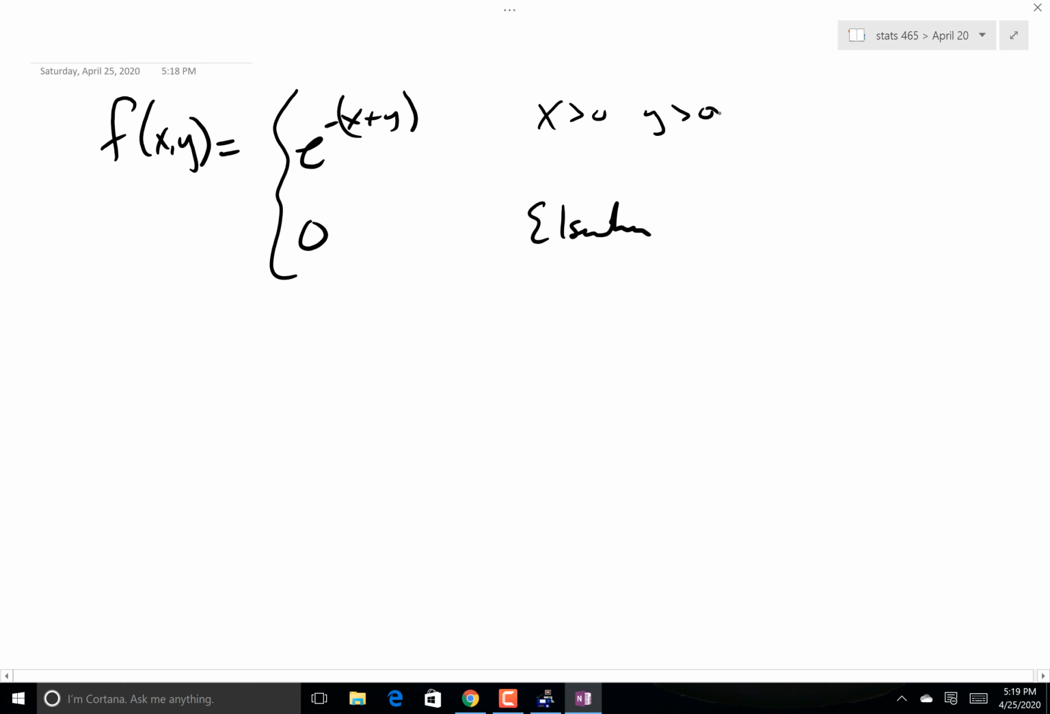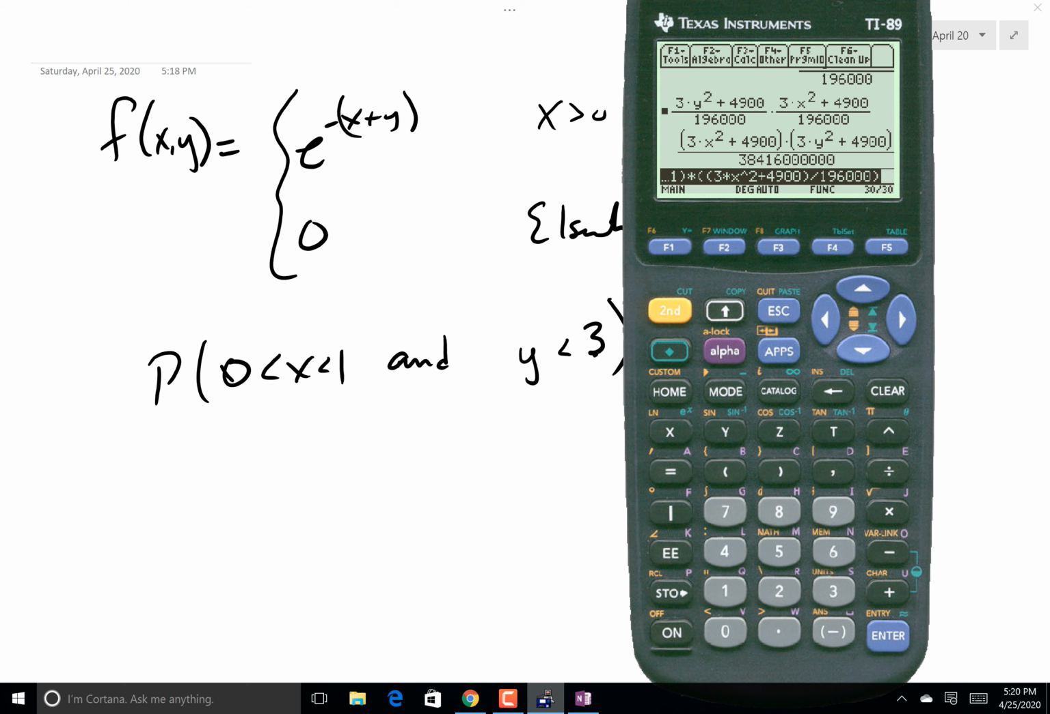That's cool. So if that's the PDF, then the question they're going to ask you is: what's the probability that 0 is less than x is less than 1 and y is less than 3? Okay, let's do this one here for fun first. If I do this one first, then we'll take a look at what else we can do with this. So first and foremost, here we go.